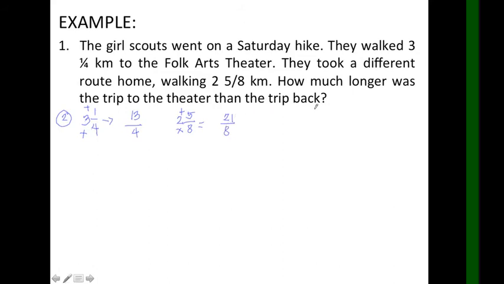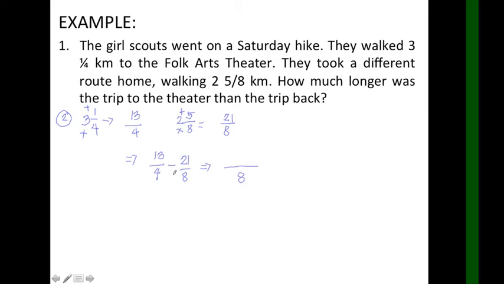After that, kunin na natin yung difference ng dalawa. So, we have 13 over 4 minus 21 over 8. So, kunin natin yung LCD. Ang LCD ng dalawa ay 8 kasi pareho silang divisible by 8. And it is the smallest number that can be divided by these two numbers.